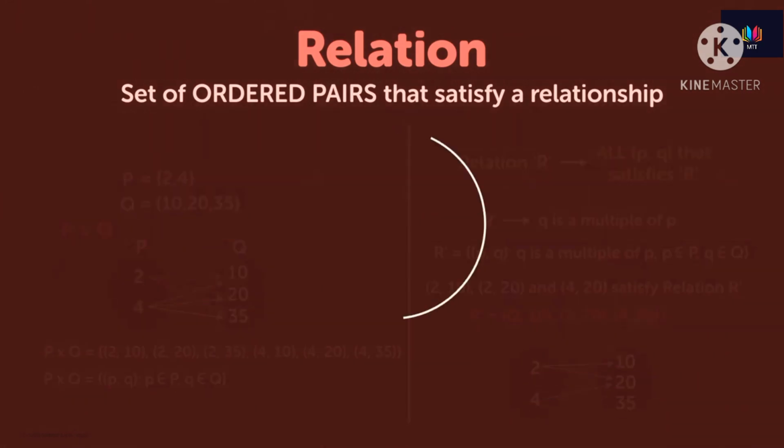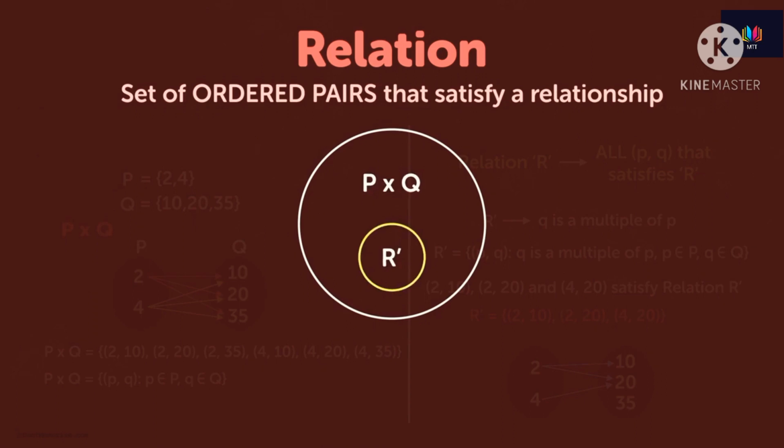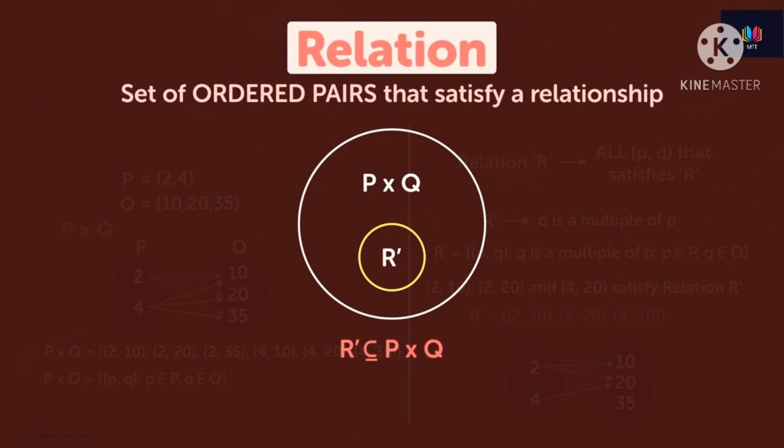Let's say this entire circle represents the set of elements in the Cartesian product P cross Q. In that case, set R' will be a part of it. We can say that set R' is a subset of the Cartesian product P cross Q. That's the basic concept of a relation. A relation gives us a set of ordered pairs that satisfy a relationship.